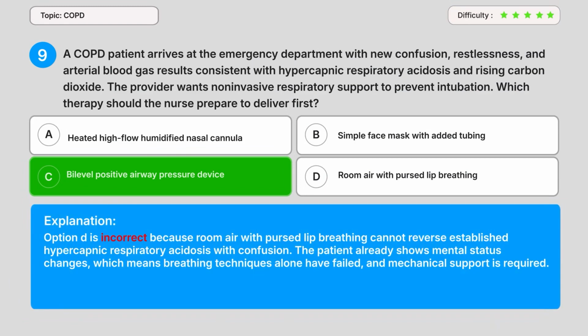Option D is incorrect because room air with pursed lip breathing cannot reverse established hypercapnic respiratory acidosis with confusion. The patient already shows mental status changes, which means breathing techniques alone have failed and mechanical support is required.